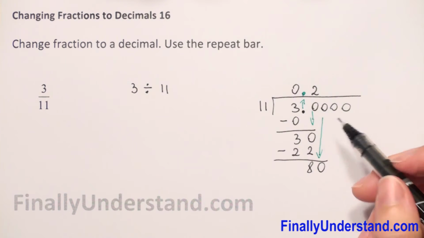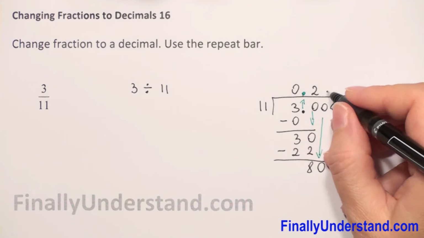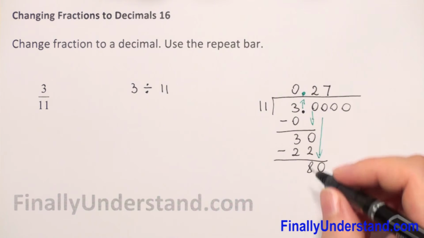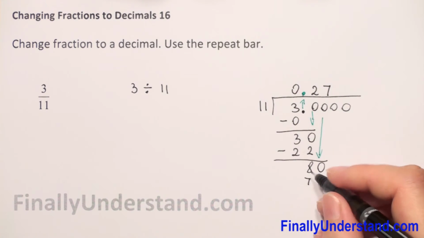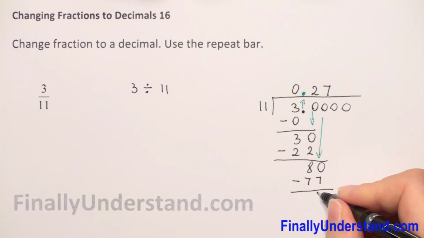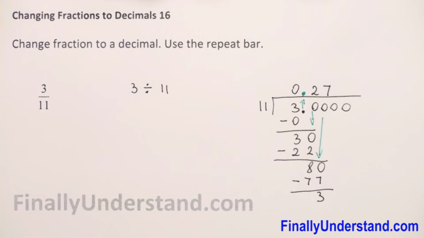80 divided by 11 is 7. 7 times 11 is 77. Subtraction, so it will be 3. We take down the next 0.